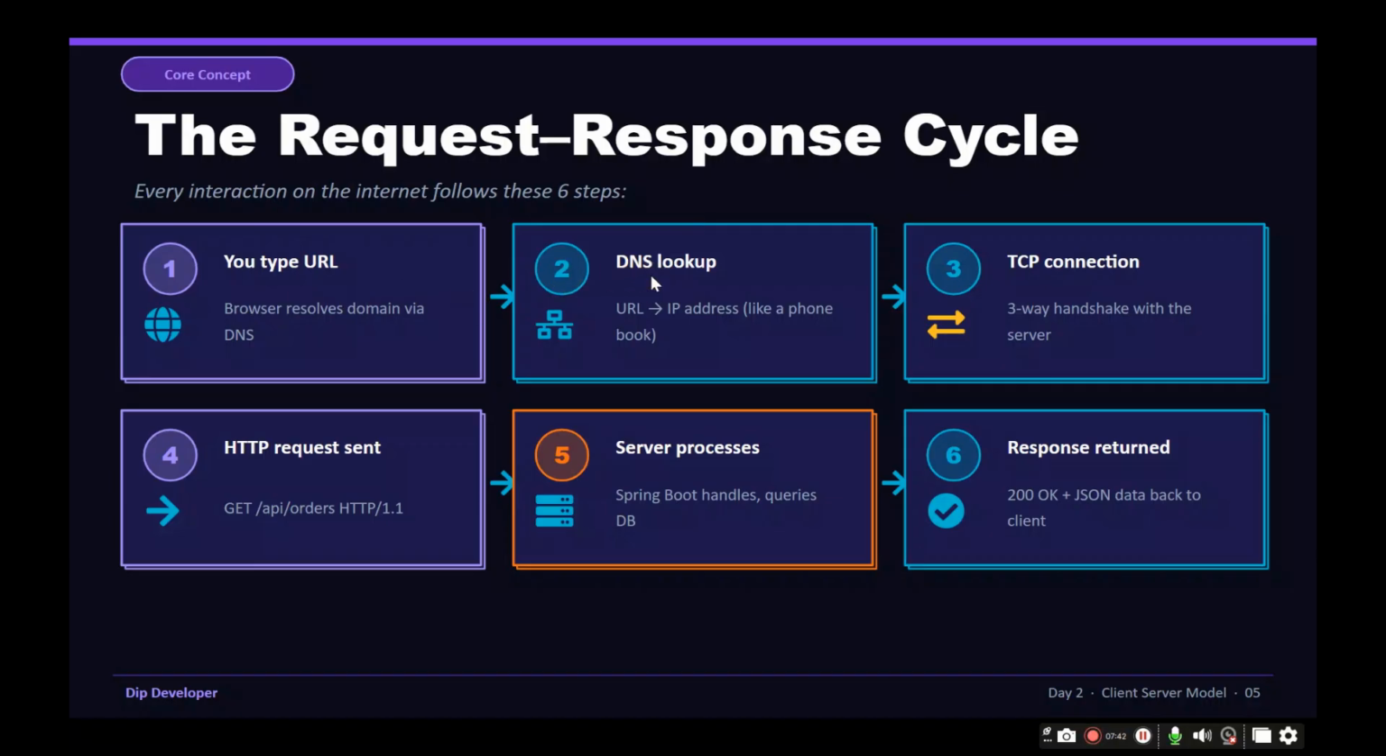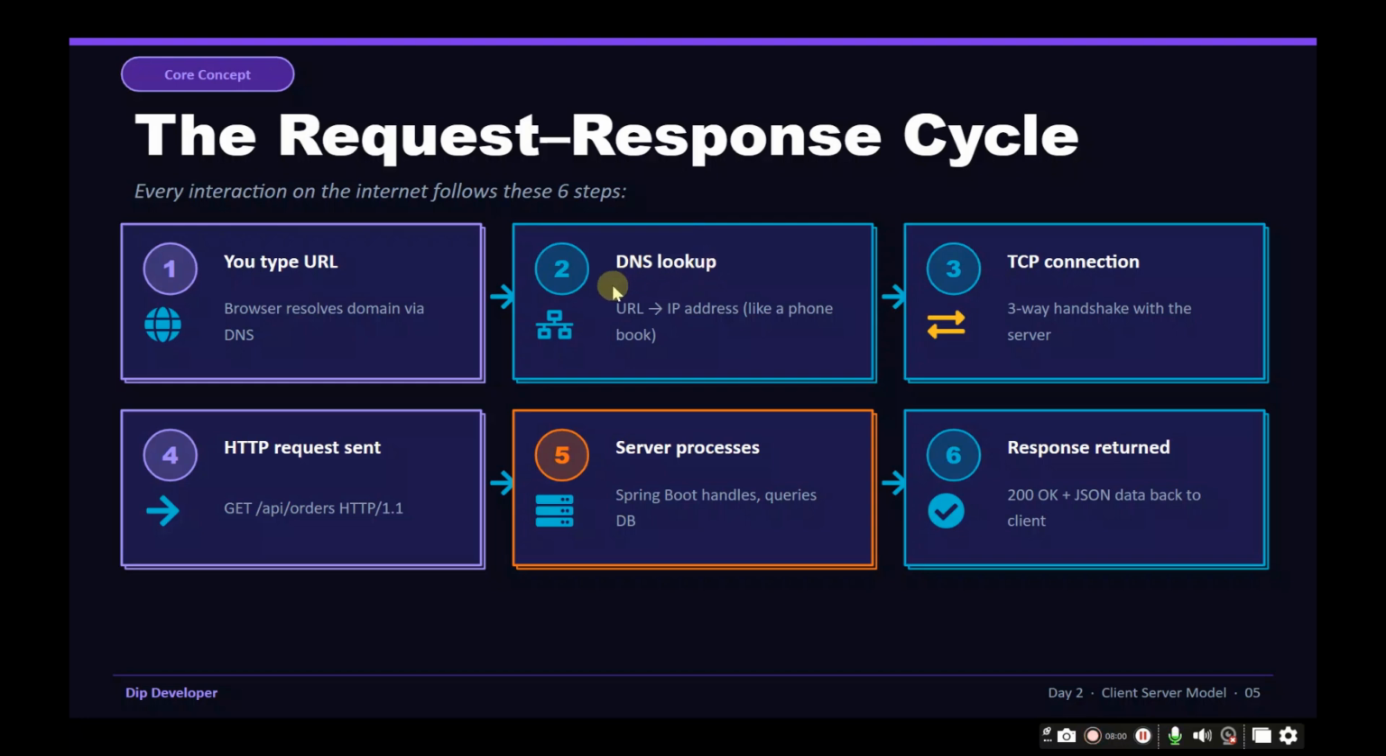Next is the DNS lookup. Your computer does not know what IP address google.com maps to, so it asks the DNS server, basically the phone book of the internet, to look up this particular google.com mapping.